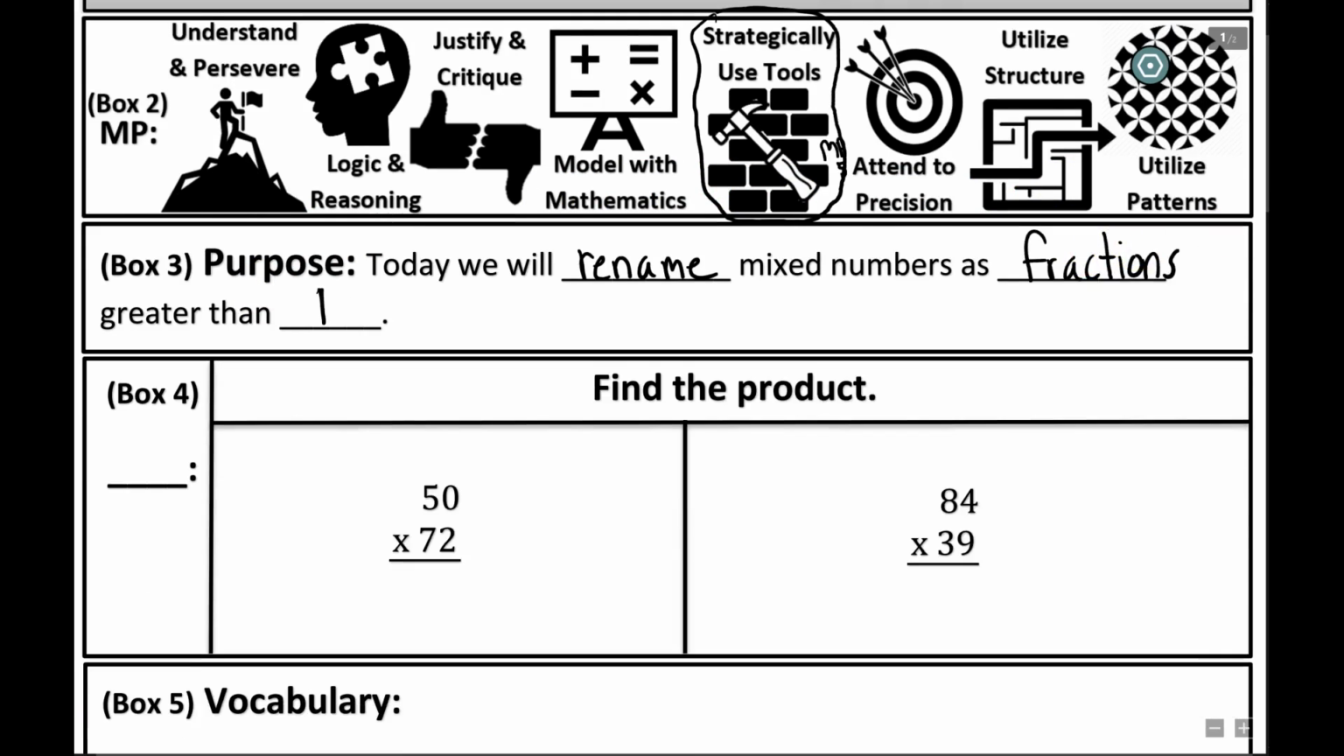Going into Box 4, okay? Our APK, activating our prior knowledge. Remember, prior knowledge comes from the past. Find the product. Let's see if you guys remember how to multiply a 2-digit number times a 2-digit number. Alrighty, so looking at the first APK problem, I have 50 times 72. Don't forget, both of those numbers are factors, okay? So when we multiply them together, we get the product.